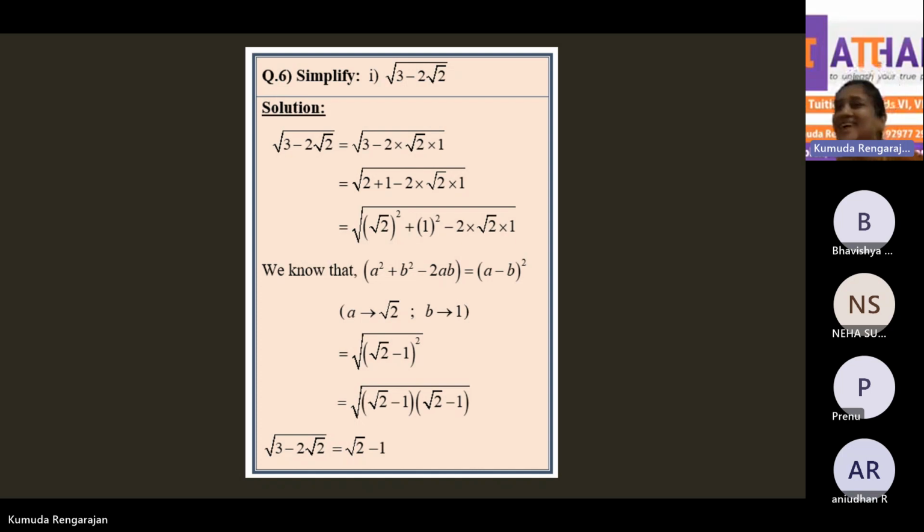You can't cancel. You cannot cancel because it's addition, subtraction. Only if it's multiplication can we cancel, right? So 4 plus 2, 6 plus 1, 7. So 7 by 10 is the answer.